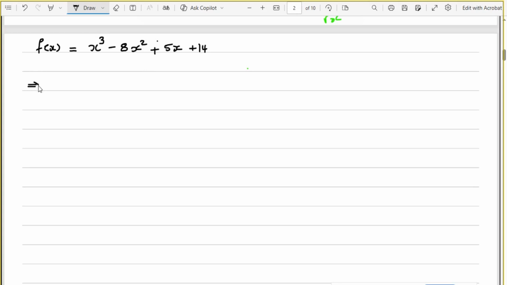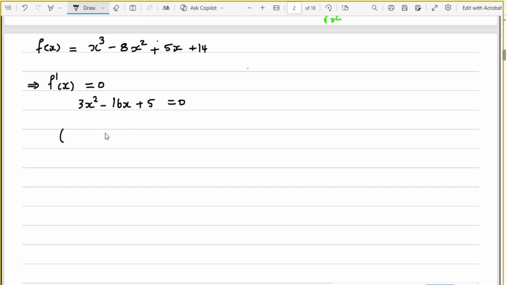Remember, when we find the turning point, we find the first derivative, we equate it to 0, then solve for x. So the first derivative of that equation will be 3x squared minus 14x plus 5. Then equate that to 0 and solve for x. You understand? So, no, this is not 14. This is 16. It's 2 times 8, which is 16. Yes. 16x. Then we add 5. This is equal to 0.